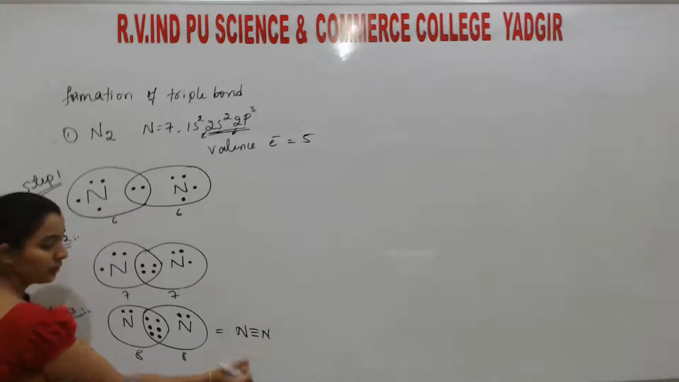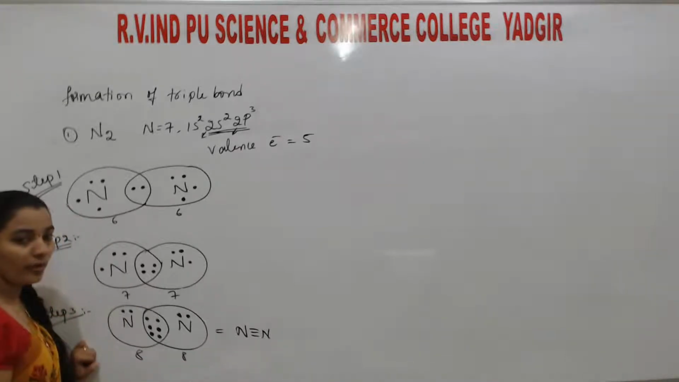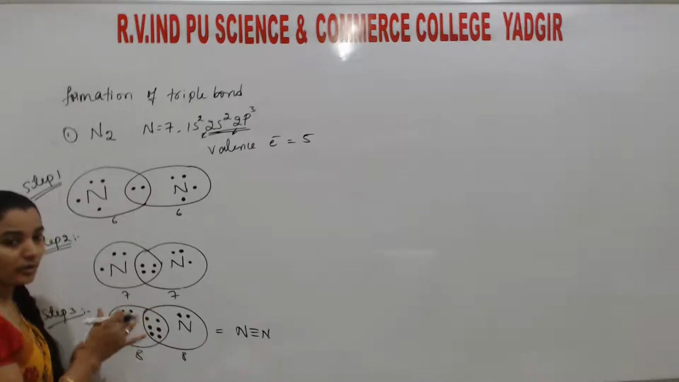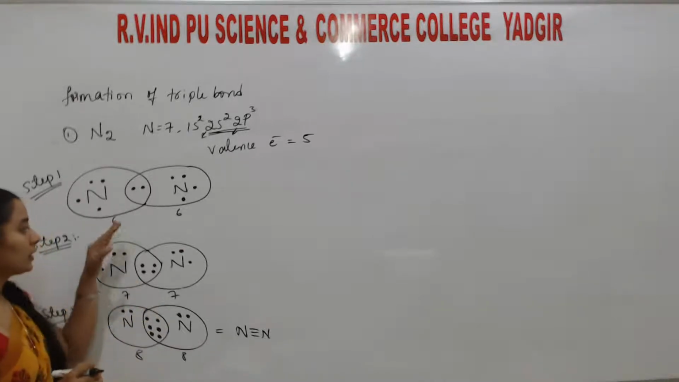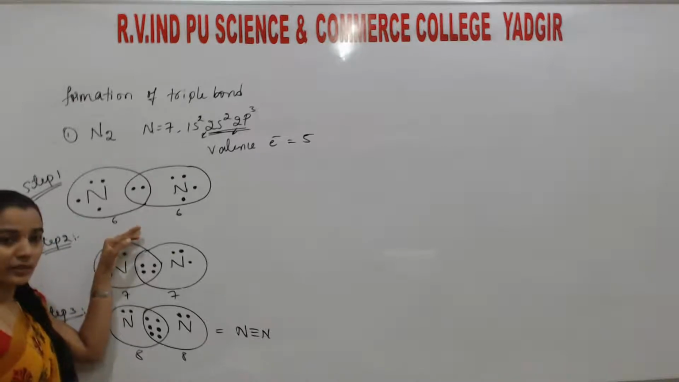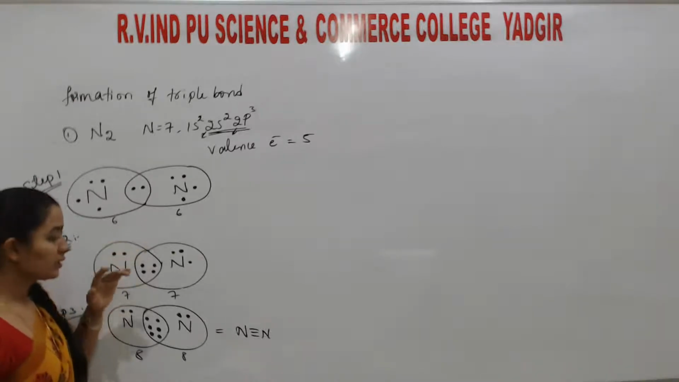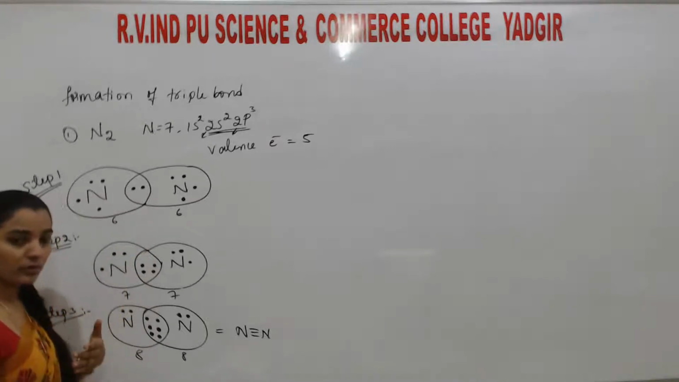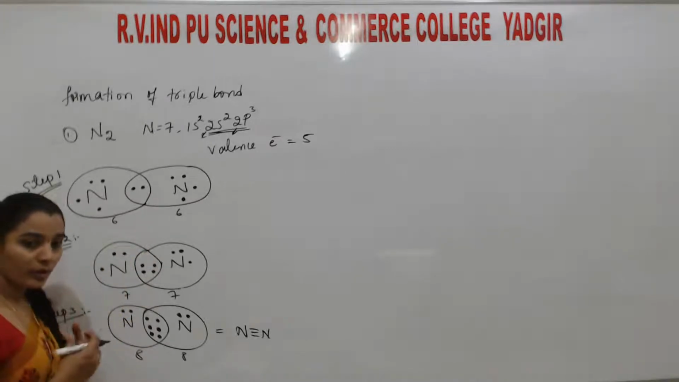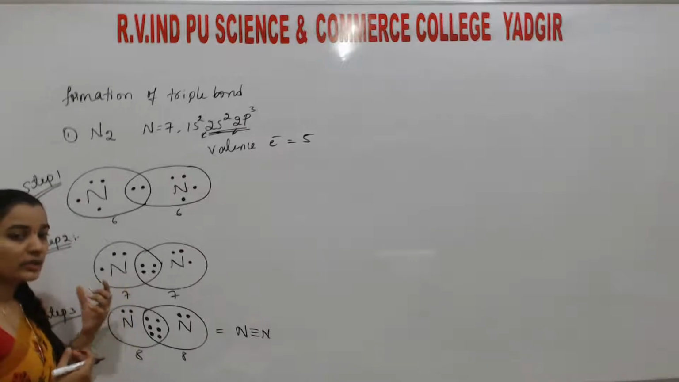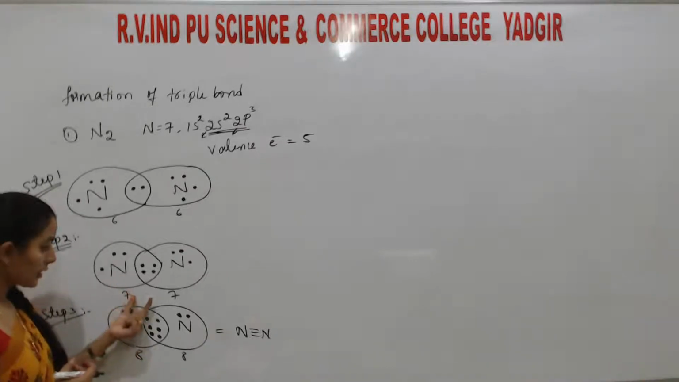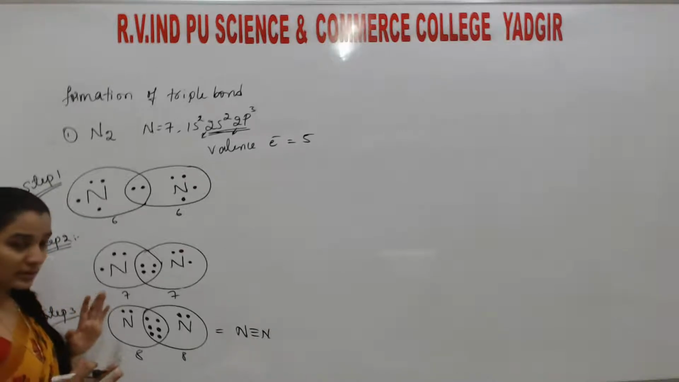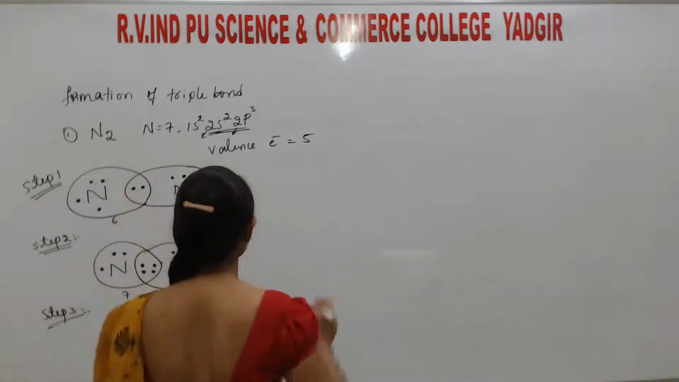Here is how triple bond formation takes place. We first form one bond and check whether the 8 electron system is satisfied or not. If it is not satisfied, we form another bond to make a double bond. After the double bond also, we check whether it is satisfied or not. If not satisfied, we form another bond. These are the steps. So this is one example.